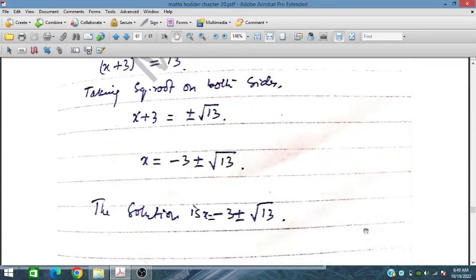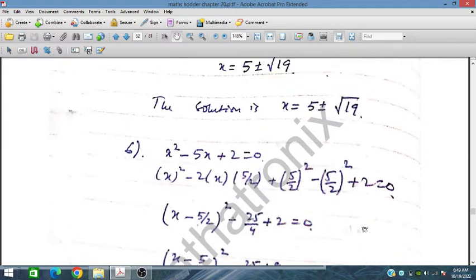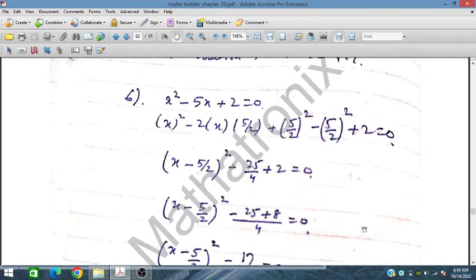Similarly for this one, question number 6, x square minus 5x plus 2 is equal to 0. So this is x square minus 2 times x times 5 by 2. So we add and subtract 5 by 2 whole square, plus 2.